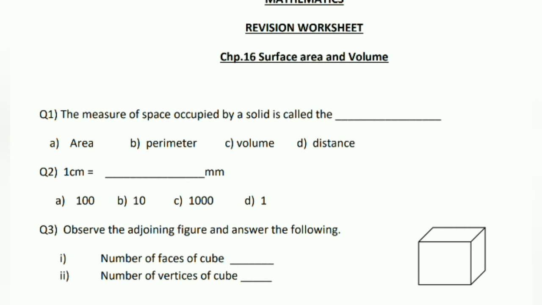Now the second question, 1 centimeter is equal to dash millimeter. Here many students make mistakes in answering this question. 1 centimeter is how many millimeters? It is only 10 millimeters, not 100, nor 1000, not even 1. On your scale, a small part of the measurement is 1 centimeter, isn't it? How many mm will that 1 centimeter have? Only 10. So the correct answer is option B. You are going to write the answer as 10 mm.